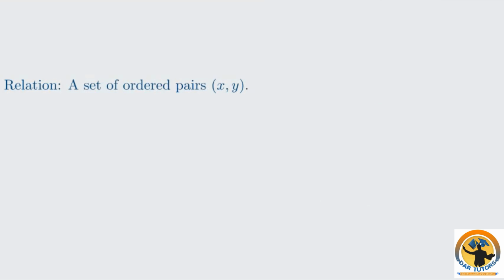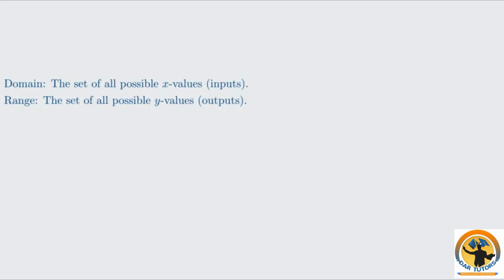A relation is simply a set of ordered pairs that connects two variables. In our car park example, the relation is infinite because every real value of time between 0 and 24 hours has a corresponding charge. We can also have finite relations, like this set of 4 ordered pairs. For any relation, we define two important sets. The domain is the set of all possible input values, which are the x-coordinates. The range is the set of all possible output values, the y-coordinates.